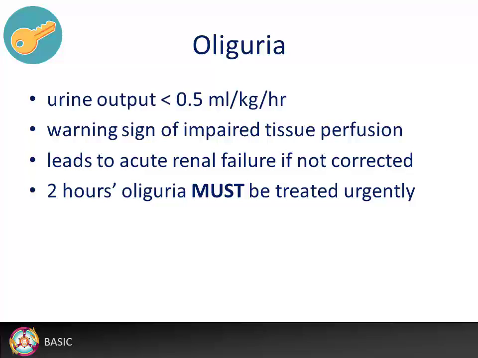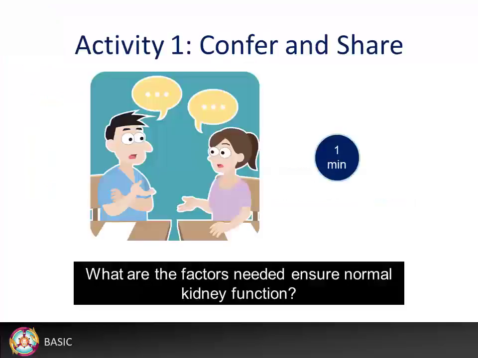Oliguria is defined as urine output less than 0.5 mL per kilo per hour. It is often a warning sign of impaired tissue perfusion and may progress to acute renal failure if not corrected. As a result, 2 hours of oliguria must be treated urgently. Before we go on, spend a minute thinking about the question on the slide.